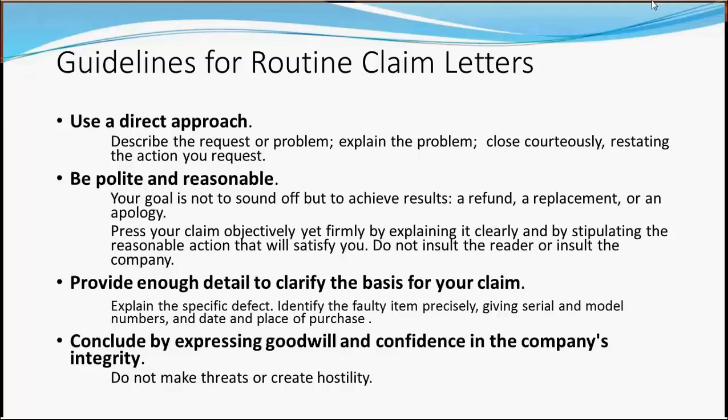Conclude by expressing goodwill, حسن النية, and confidence in the company's integrity. You are confident, you believe in the company's integrity, okay? So that makes them feel good. You say, for example, I've always dealt with your company and they always did a great job, delivered on time and delivered good products. So I hope this will not happen again.